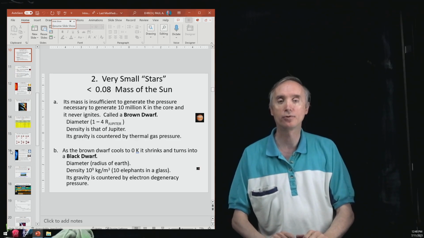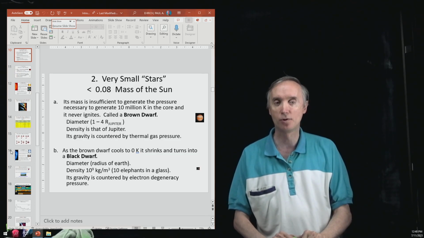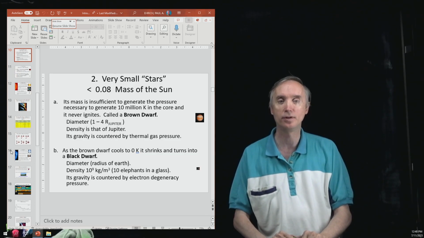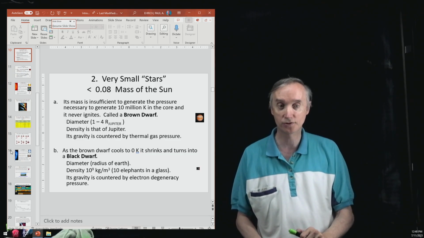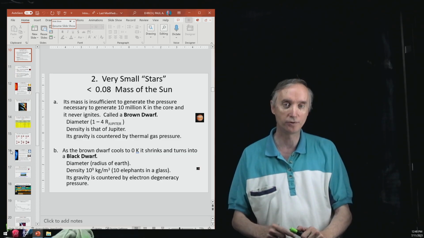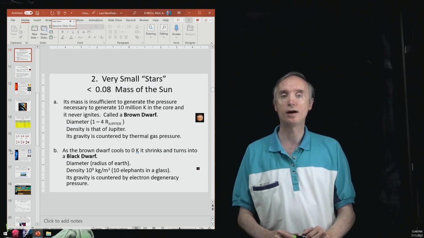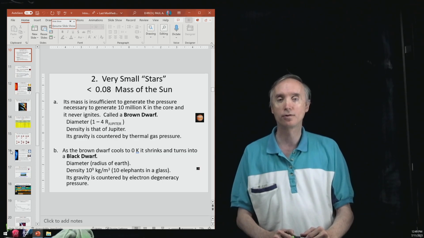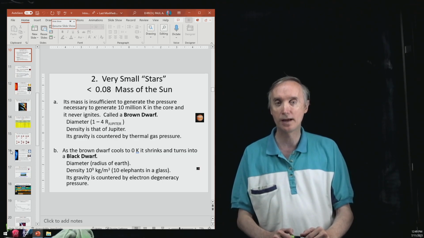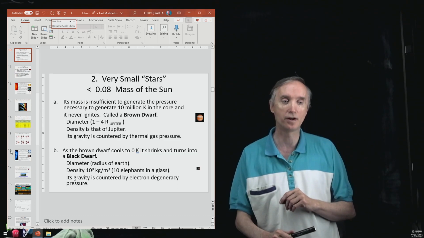We're going to start off our tour of objects in the universe by talking about very small objects. Now, I even put them in the same category as stars, but they're not actually going to ignite. So they're not going to turn into a star, and that's the reason why I put that in quotation marks there. So these are very small objects. How small are they? They're going to be less than 8% the mass of our sun. Anything less than this number is going to turn into this kind of object.